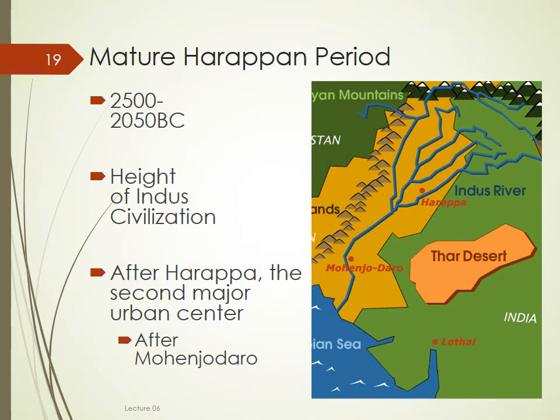The mature Harappan period is dated from 2500 to 2050 BC. This is the height of Indus civilization, and is named after the second major urban center of the region, Harappa. Again, we see that Indus civilization in this period does not fit the nice, neat categories archaeologists developed to describe cultures elsewhere.